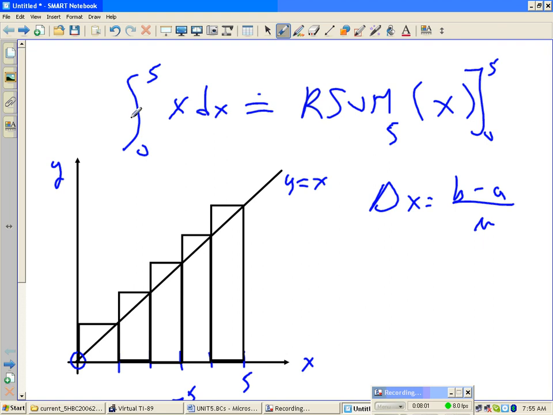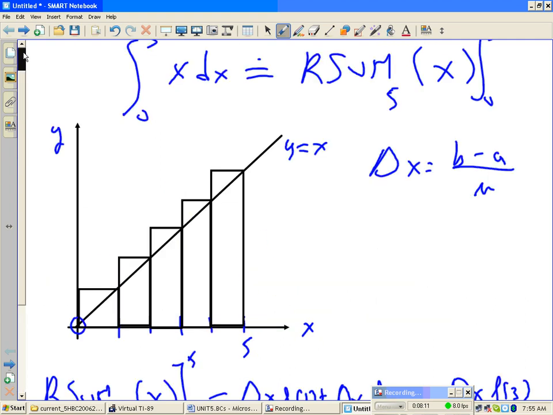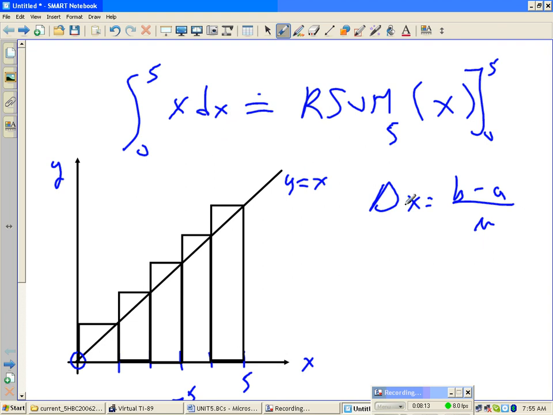But what's the difference between dx and delta x? Delta x is like the gross width. dx is a fine width. In other words, as n goes to infinity, delta x goes to... Now, if b and a are constant and n goes to infinity, delta x goes to? 0, exactly. So this is the limit of delta x as n goes to infinity, delta x goes to dx.